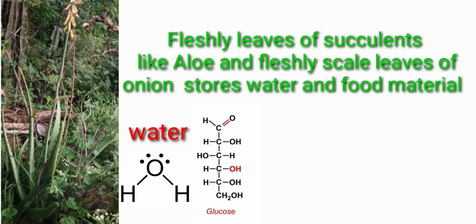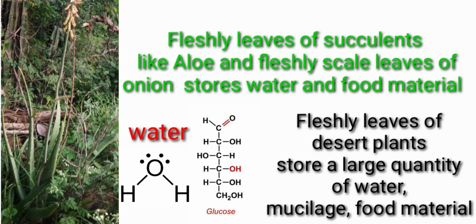The next function of the leaf is storage of food. Fleshy leaves of succulents like Indian aloe vera and the fleshy scaly leaves of onion store water and food material for their requirement. Fleshy leaves of many desert plants store a large quantity of water, mucilage and food material for their requirement. The next function of the leaf is vegetative propagation.